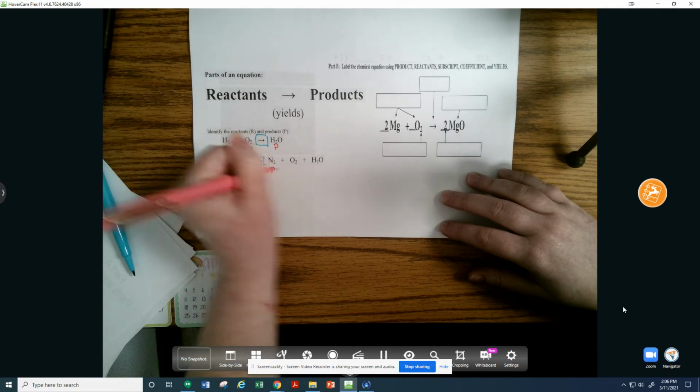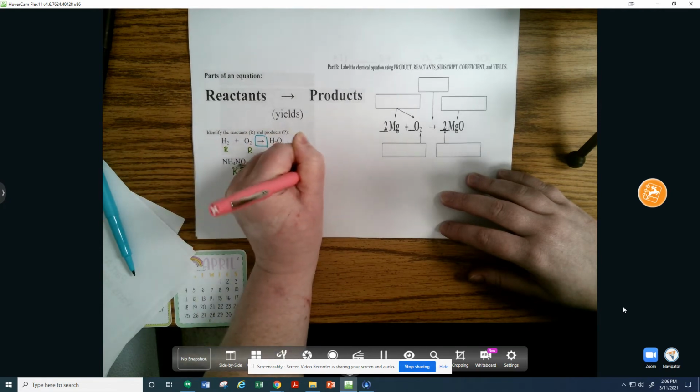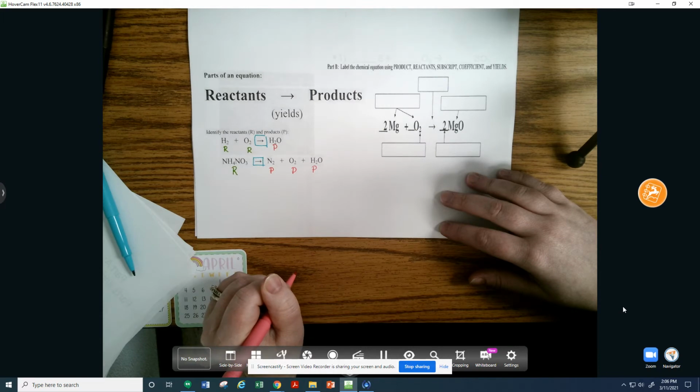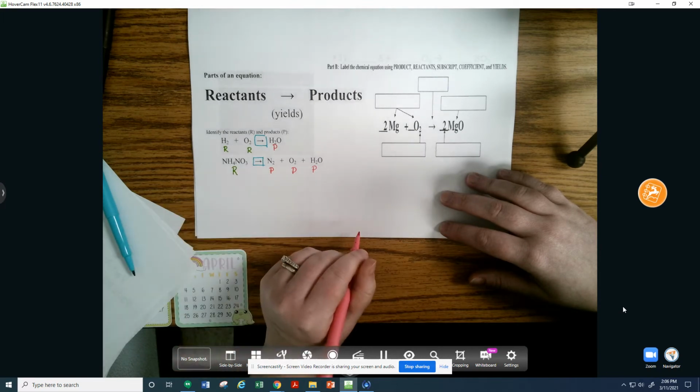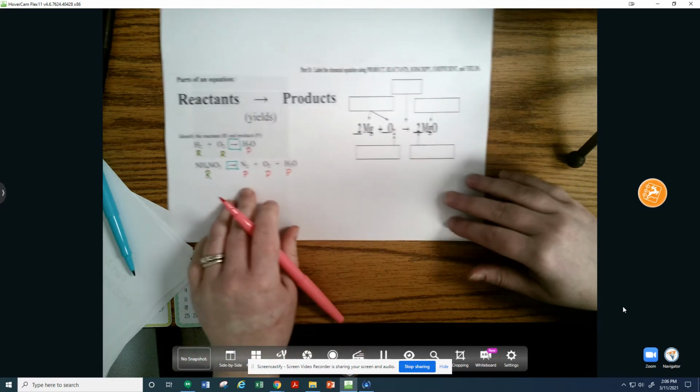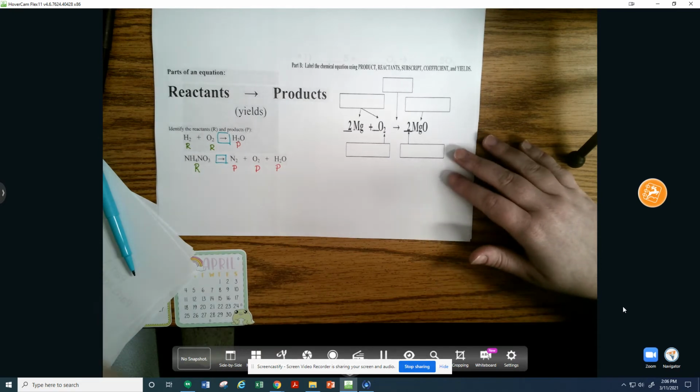My nitrogen, oxygen, and water are all to the right. Therefore, those are all products of this ammonium nitrate breaking down. The last thing before we start balancing is just a quick review on the vocabulary.